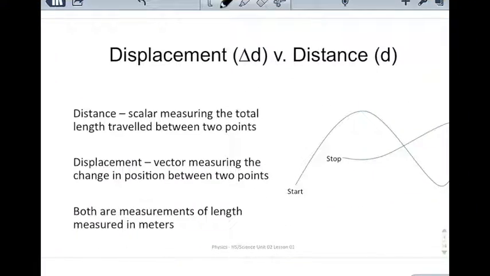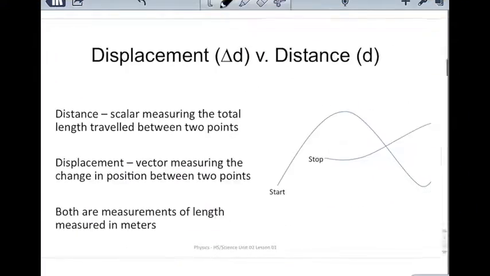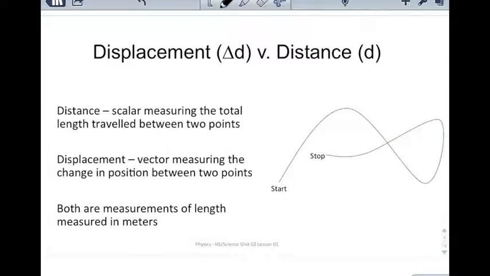So two terms that are very, very confusing for people to understand at certain points. So let's take a look at what they mean. A distance is a scalar. Distance is how far you actually travel. If I take this and I start here and I follow this path and I draw all the way along, I've actually traveled quite a bit of distance. That's what the distance is. It's how far you actually go.